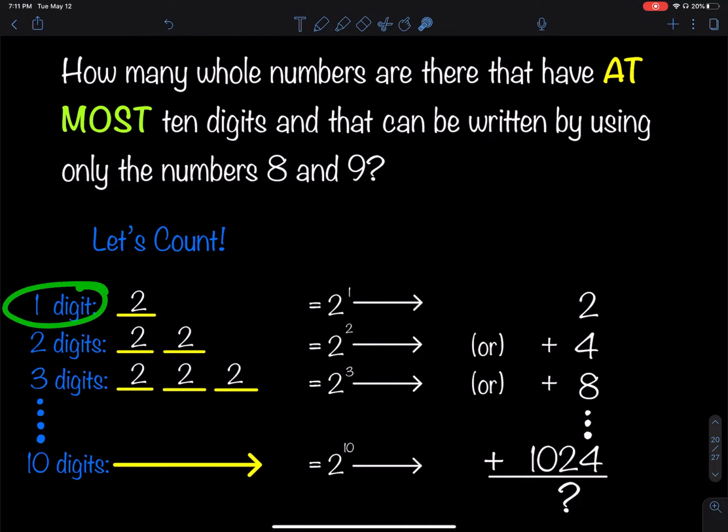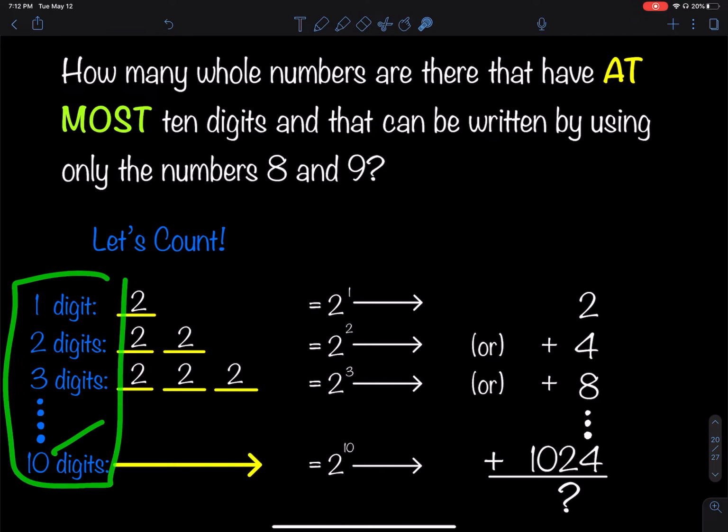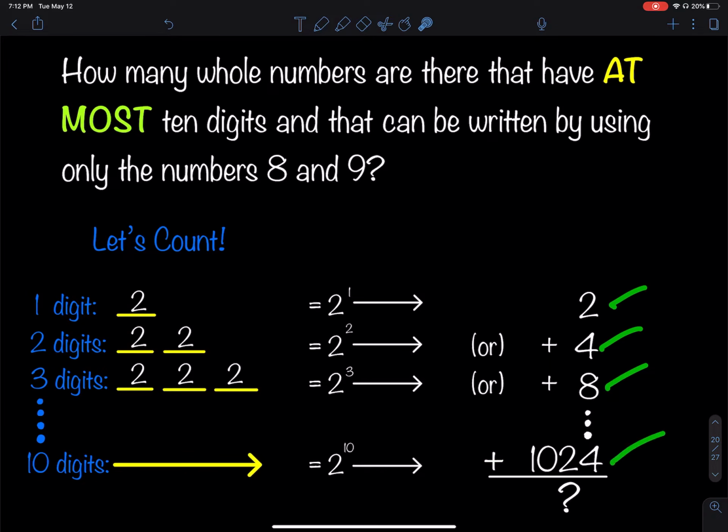For one digit, as we saw, there's 2 possibilities. So that's 2 raised to the 1, or 2. For 2 digits, there's 2 possibilities for the first, 2 possibilities for the second. That's a grand total of 4. Now, we got an or here because, as far as these whole numbers go, with at most 10 digits, you could have 1 digit or 2 digits or 3 digits all the way to 10 digits. That's an or, and the or tells us that we should add these numbers. So 2 plus 4 plus 8 all the way to 1024.